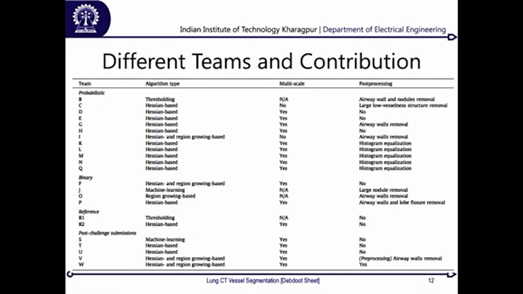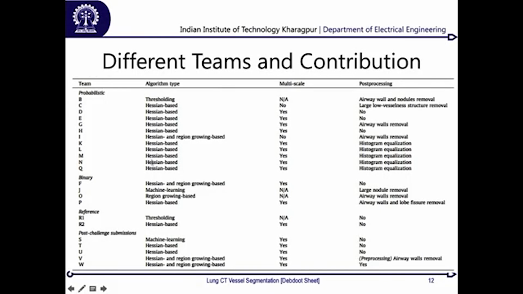So there were a lot of teams who had submitted. Some of them submitted before the challenge, and some submitted after the challenge had closed, and they had taken all of them. So we just have alphabetic numberings here, and I am not discussing much about the details of the teams.